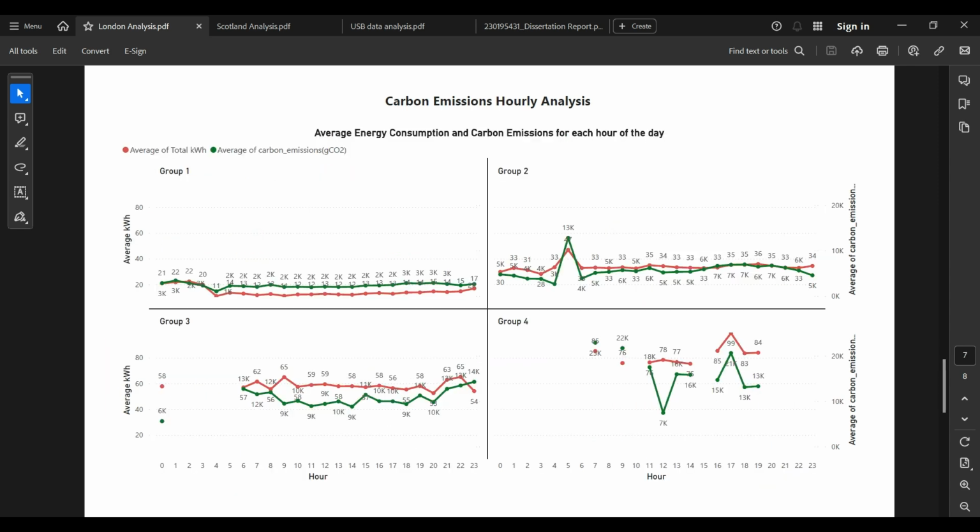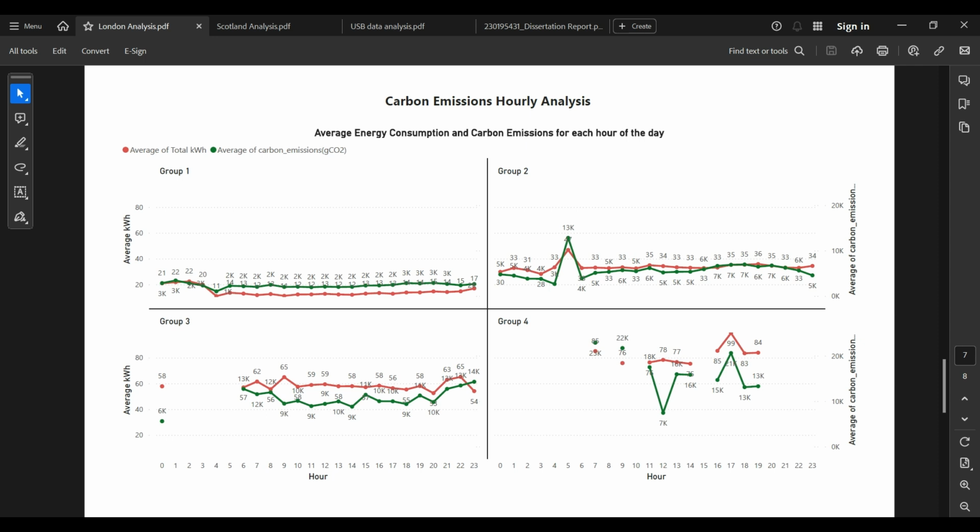And if you look at the hourly analysis of energy consumption and carbon emissions, we can see that group 2 chargers have shown a spike in the early morning hours, and if we look at the group 4 chargers, there is a spike in the late evenings, and if we look at group 3 chargers, the energy consumption is high in the late night chargings.